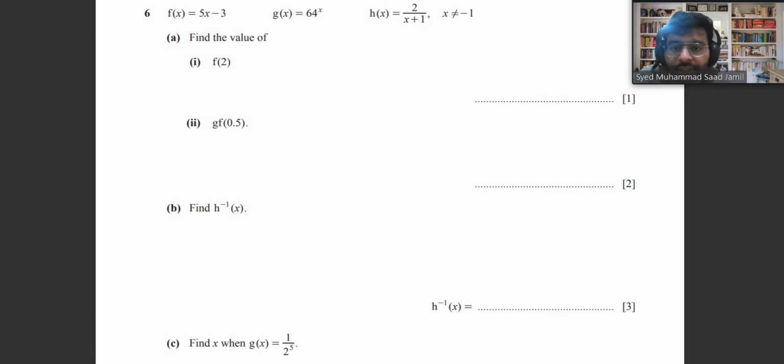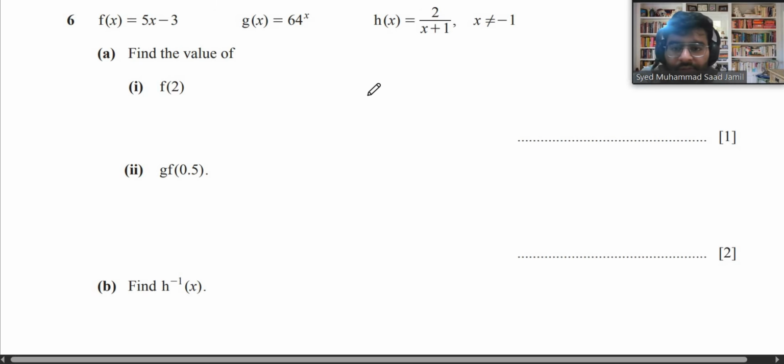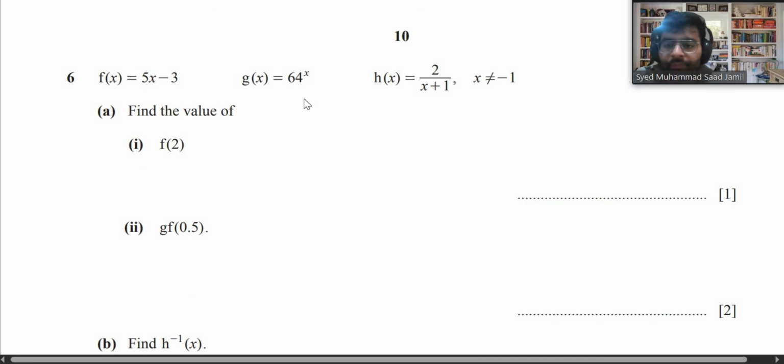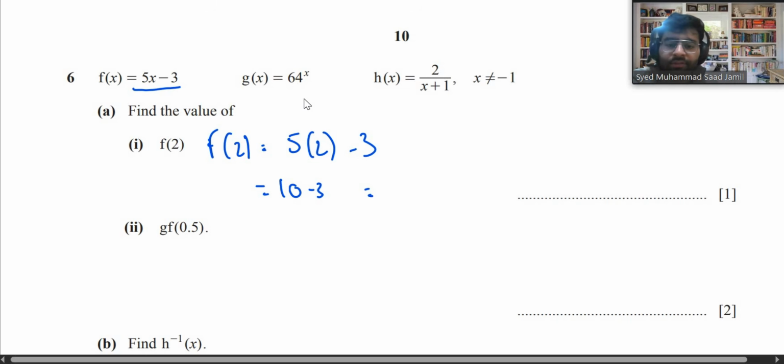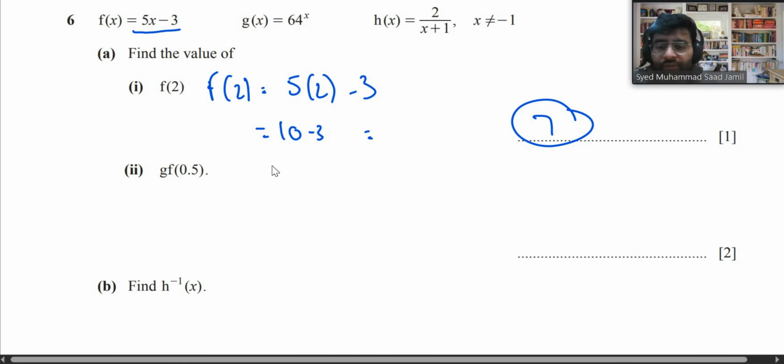Now moving on to the next question. Alhamdulillah, finally we have some easy questions. It says find f of 2. So it's simple. In f of x, just write f of 2. So f of 2 is equal to 5 times 2 minus 3, it becomes 10 minus 3, it's 7. Okay, then we have g of f of 0.5, make students' life difficult.